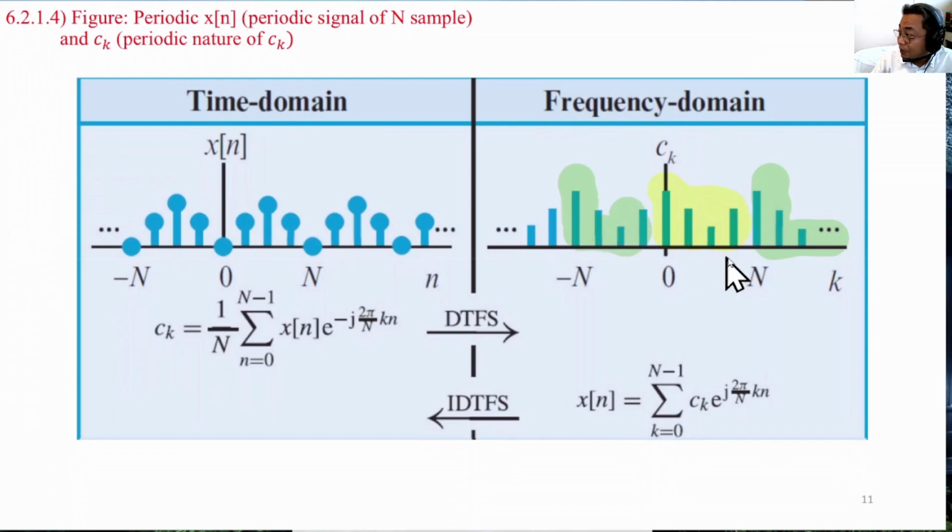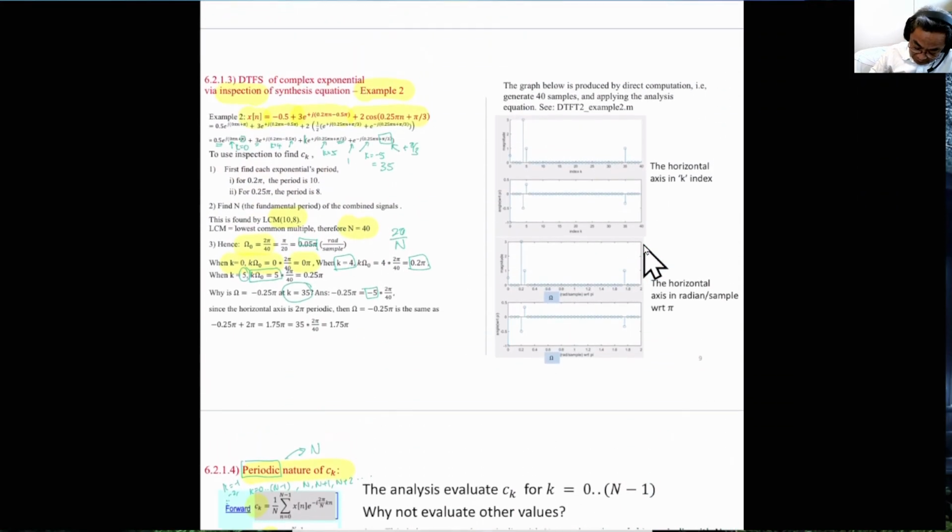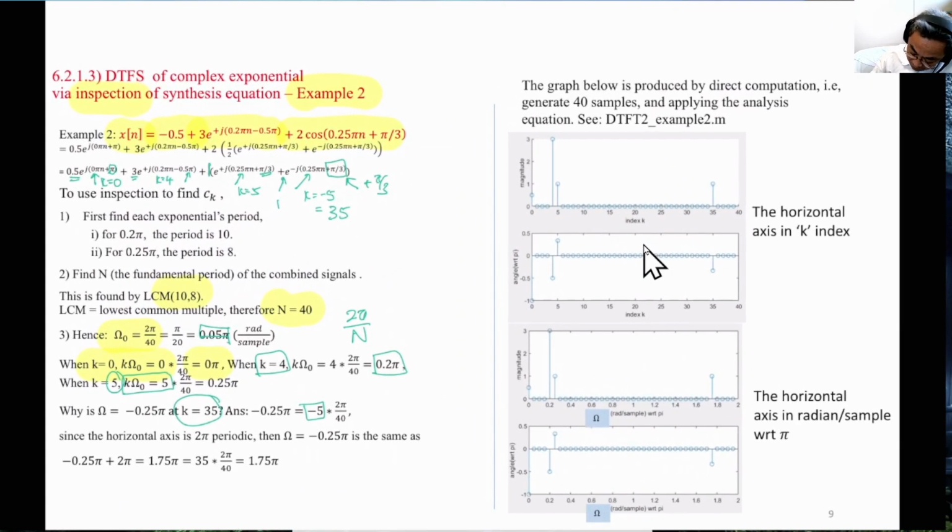So you can see from 0 to N minus 1, this is from N to 2N minus 1, this is from minus N to minus 1. They are repeating patterns for CKs. Okay, now if you can see this repeating pattern, therefore, now I use a red pen, C minus 1 is the same as C N minus 1. And that is why in our previous example, C35 is equal to C minus 5.